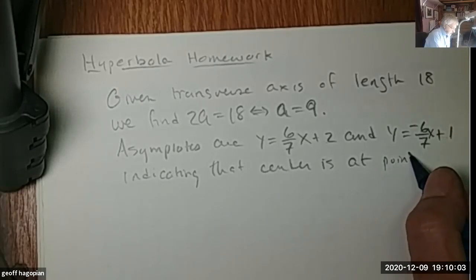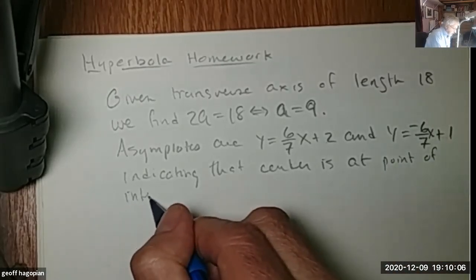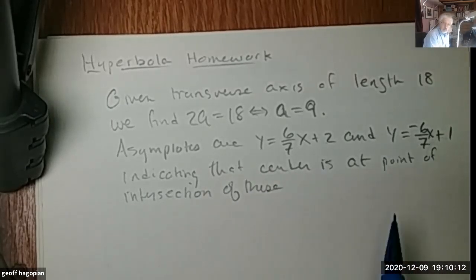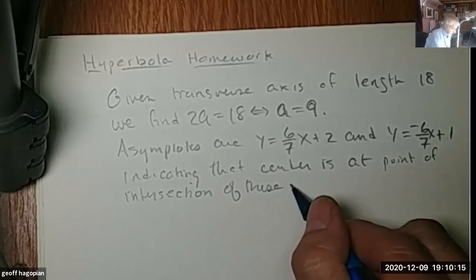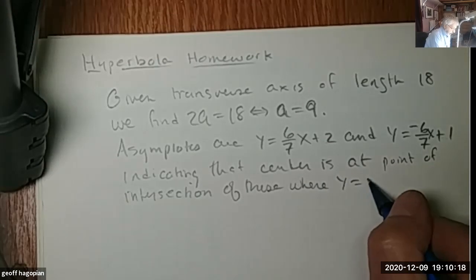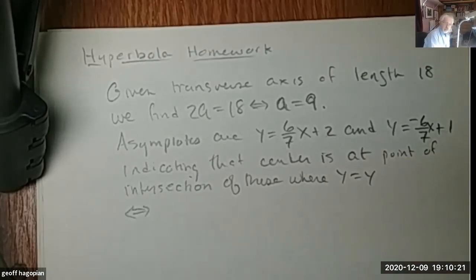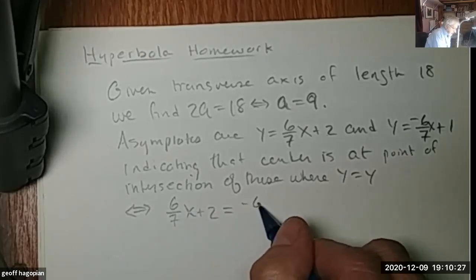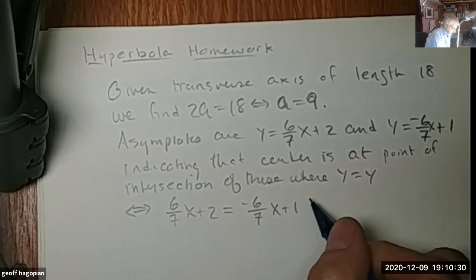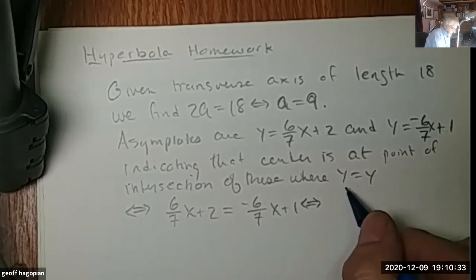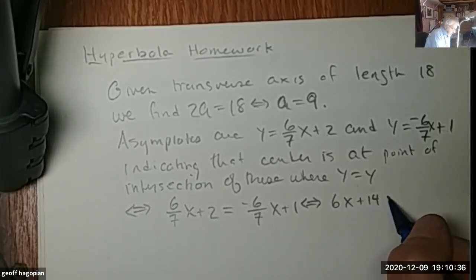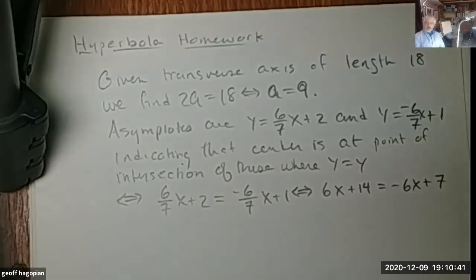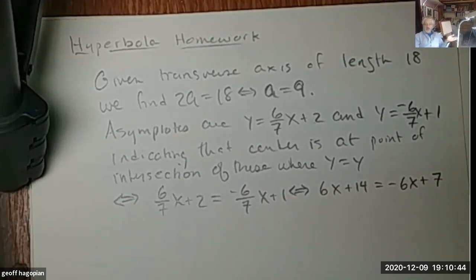The point of intersection of these, right? So how do we find the point of intersection? Well, at the point of intersection, the y coordinates are equal, right? So at that point, y equals y, which is equivalent to saying 6/7 x plus 2 equals negative 6/7 x plus 1. Let's multiply through by 7. So we have 6x plus 14 equals negative 6x plus 7. Is that good? All right, so why did I multiply through by 7? Obviously, I wanted to clear out the fractions, right?